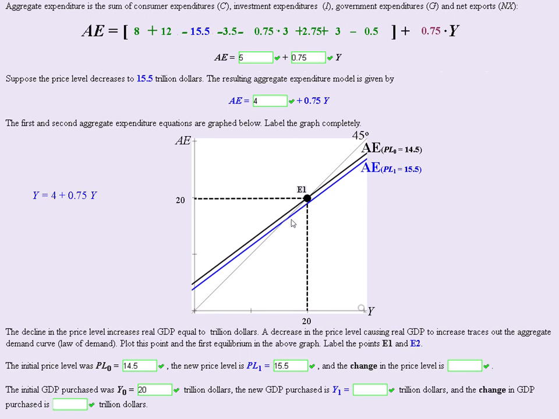Now I want to find this equilibrium here, so I have to impose the equilibrium condition. I change AE to Y, because on the 45-degree line, aggregate expenditure equals real GDP. So I replace AE with Y, solve for Y, and I get 16. Again, this should look familiar. I plug 16 into the aggregate expenditure model, and I get 16, because 0.75 times 16 is 12, and 12 plus 4 is 16.